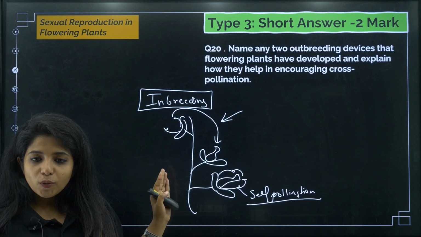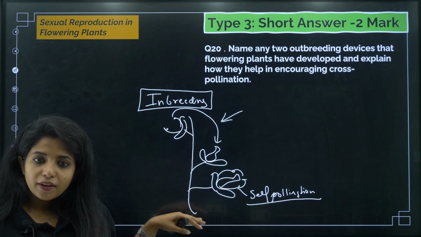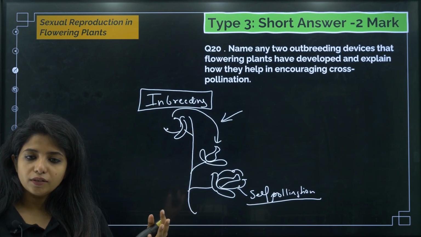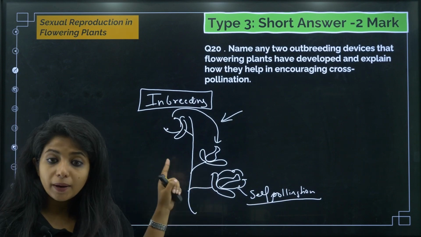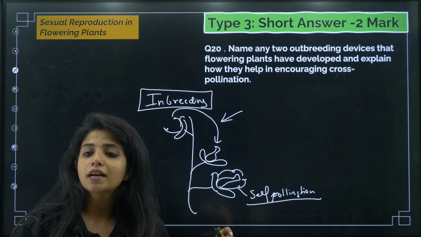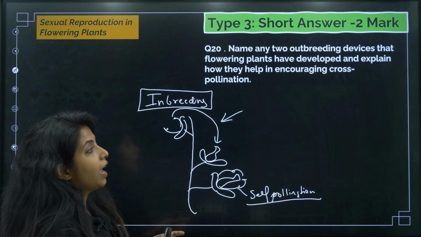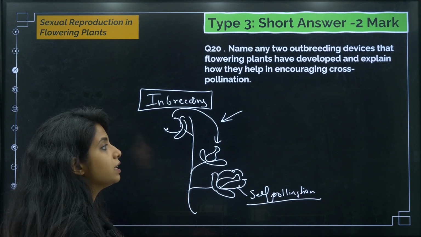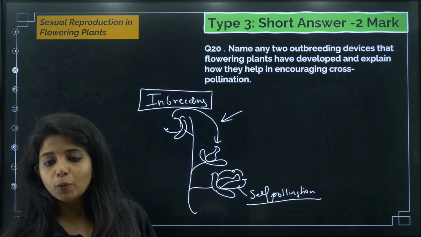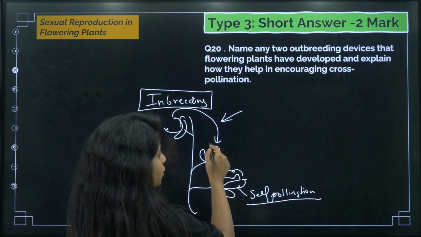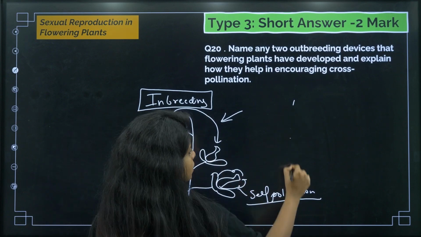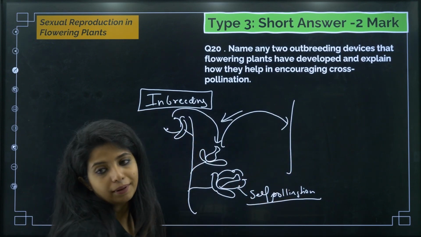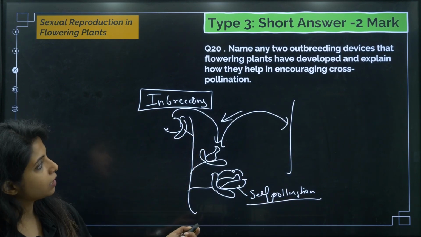So now, the plant itself has brought out outbreeding devices, to not allow this to happen. And these outbreeding devices obviously will help encourage what? Cross-pollination. Cross-pollination, not like this, but cross-pollination between one plant and another plant. So let's see the outbreeding devices that are given.